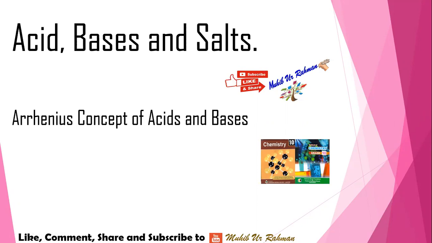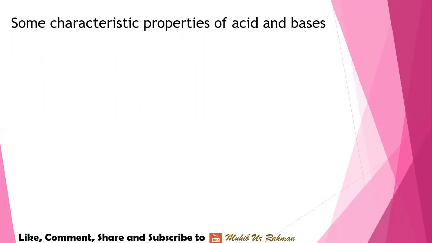Dear students, we are going to start our next chapter. The name of the next chapter is acids, bases, and salts. So first of all, we will discuss the basic theory of acids and bases, known as the Arrhenius concept of acids and bases. Before that, we should know some general characteristic properties of acids and bases.